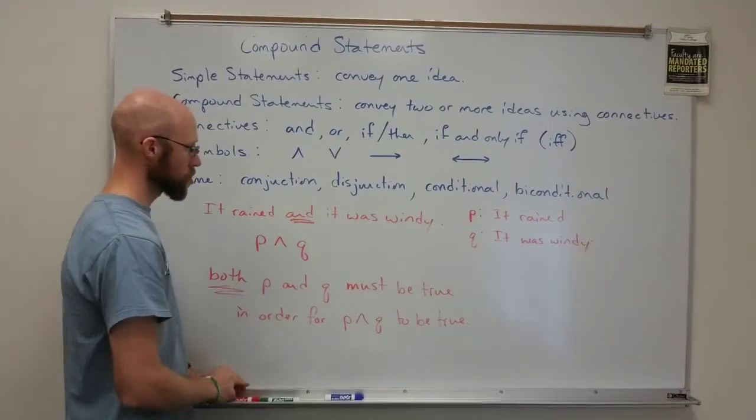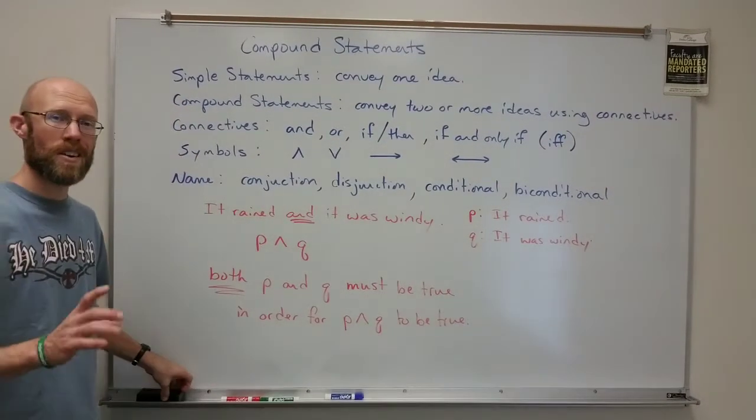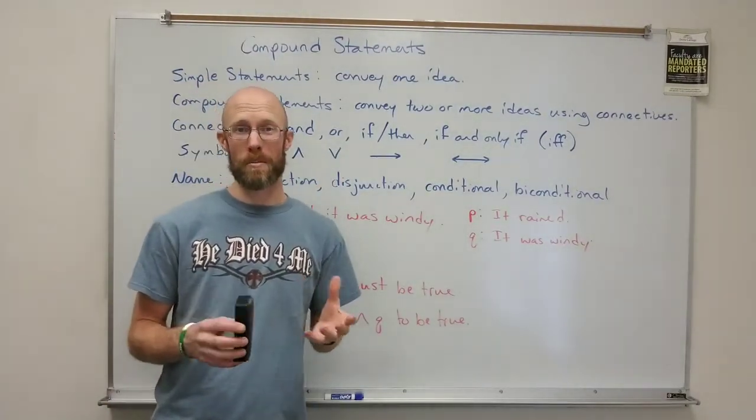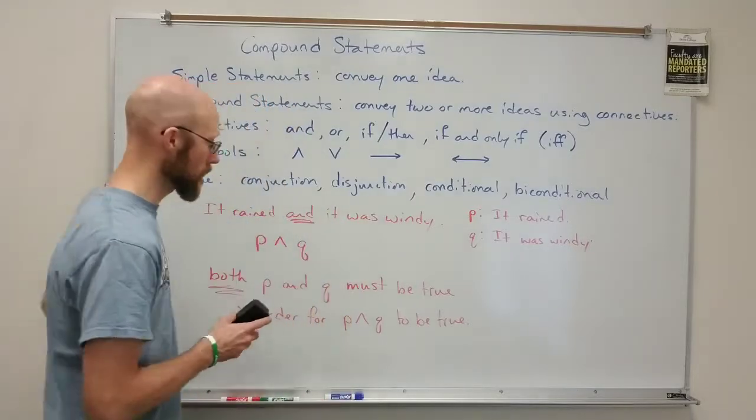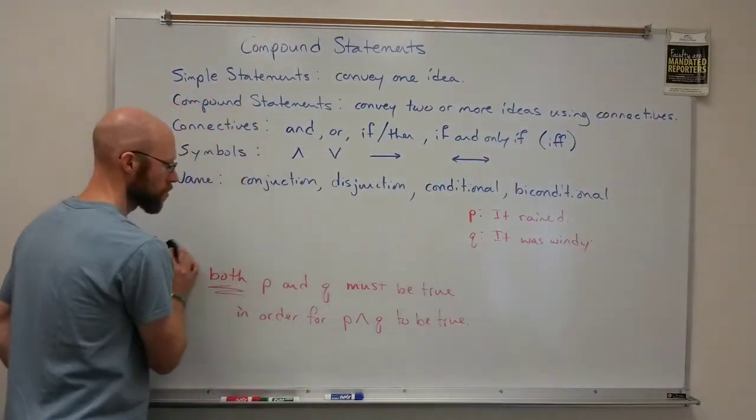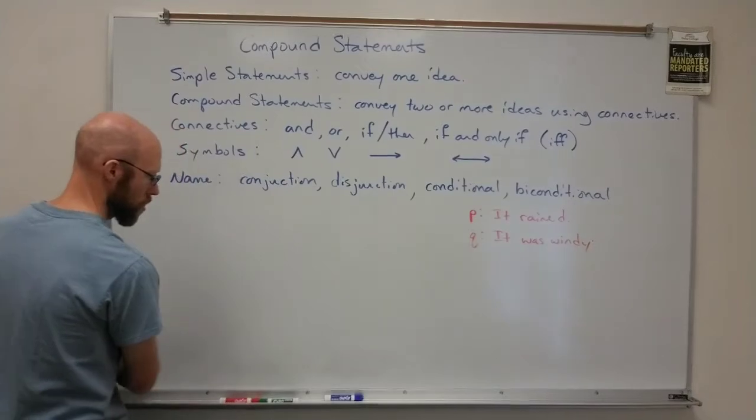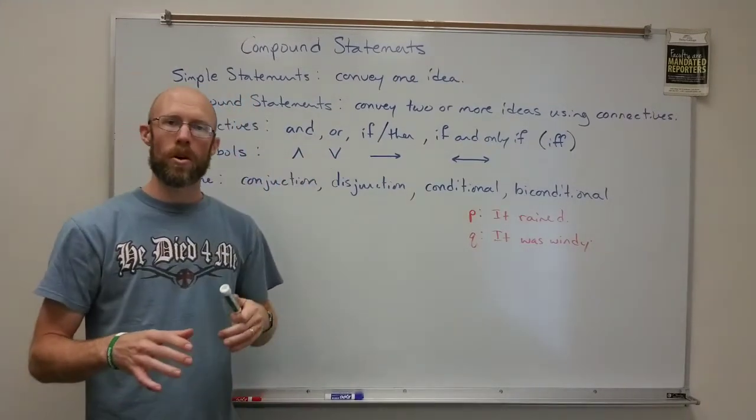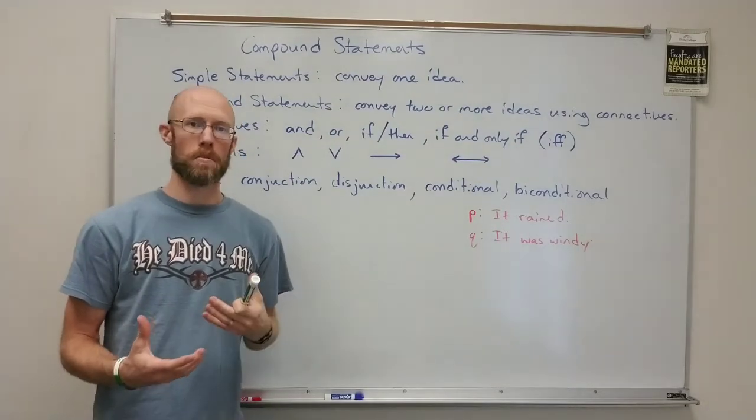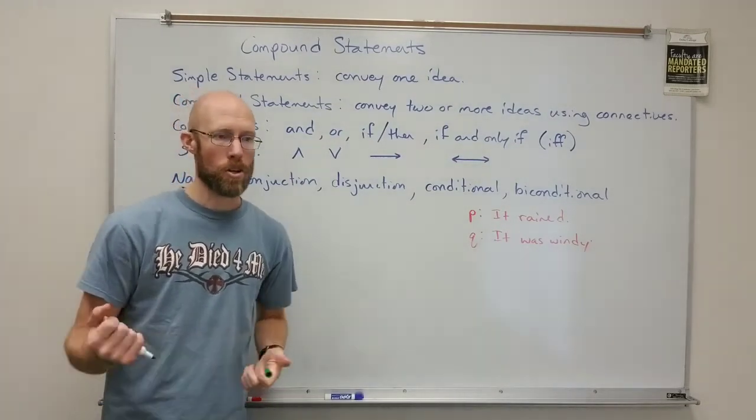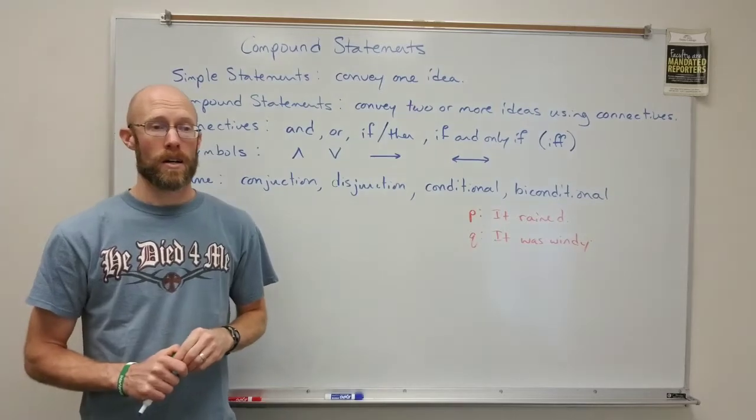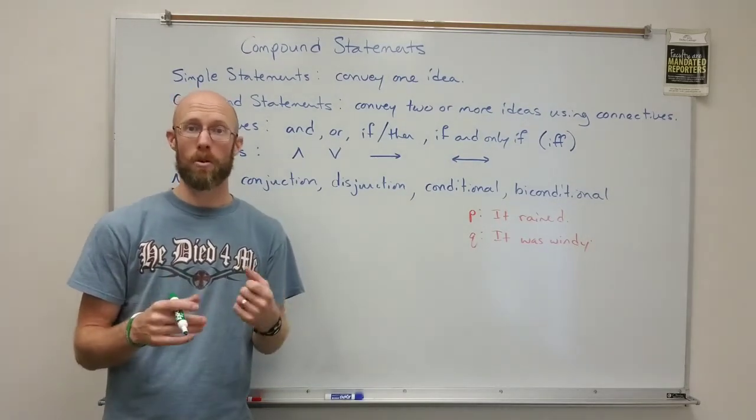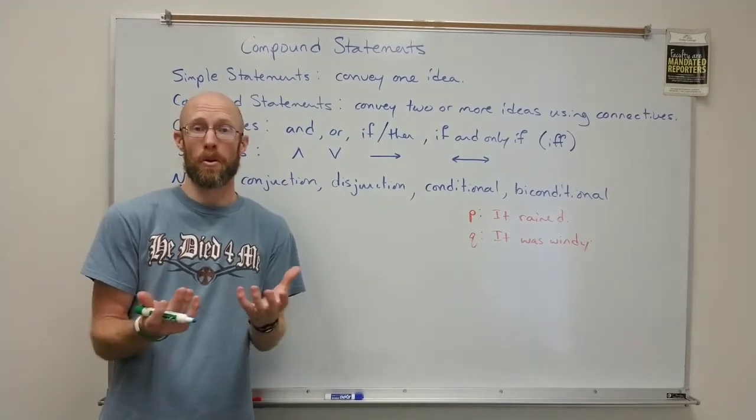Now let's look at disjunctions for a moment. Disjunctions are a little bit weird. The word or has a little bit of ambiguity to it, meaning it could mean a couple different things. The word or in our common language could mean that one or the other is true, but not both, or it could mean that one or the other is true, or both are true.